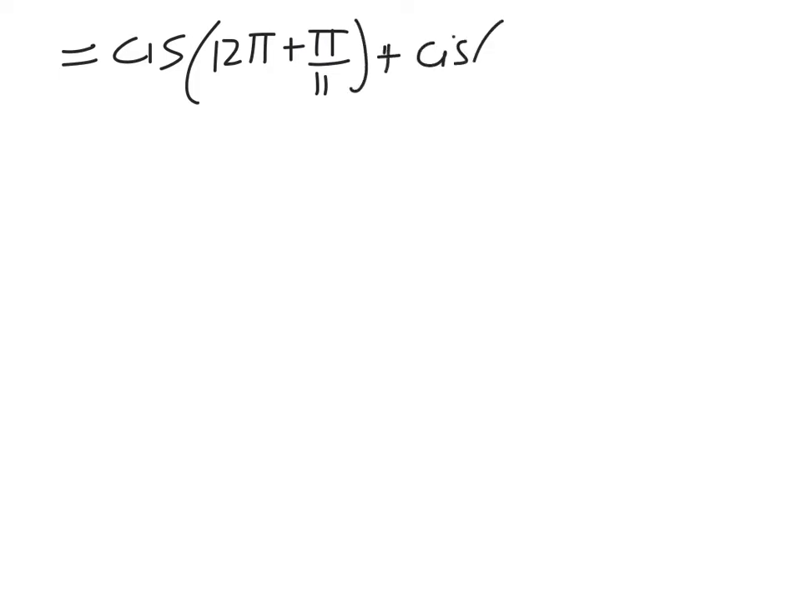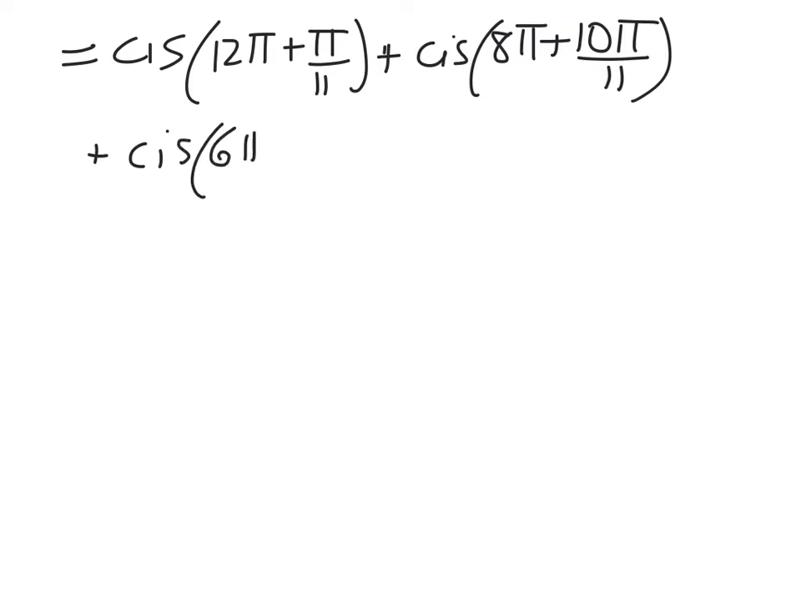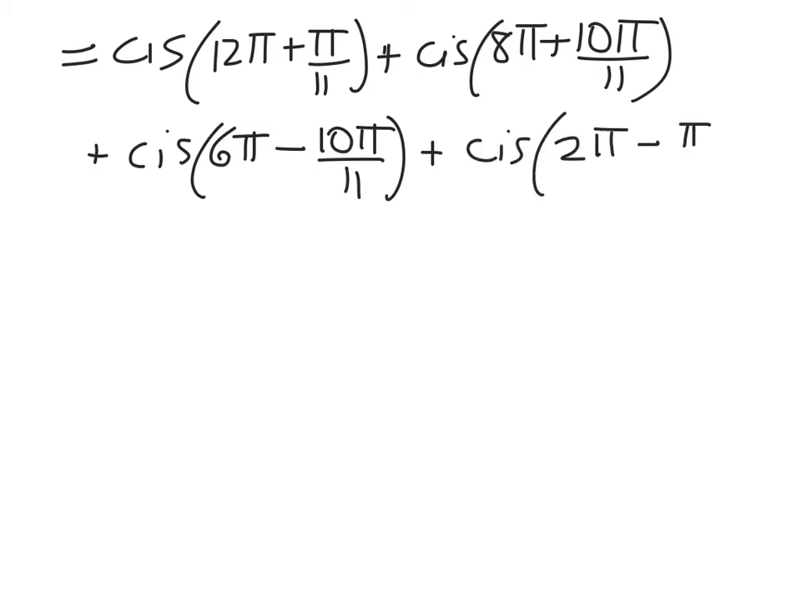So now that equals cis of 12 pi plus pi on 11, plus cis of 8 pi plus 10 pi on 11, plus cis of 6 pi minus 10 pi on 11, plus cis of 2 pi minus pi on 11.